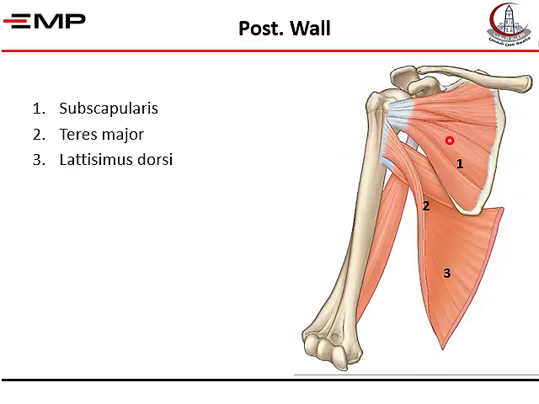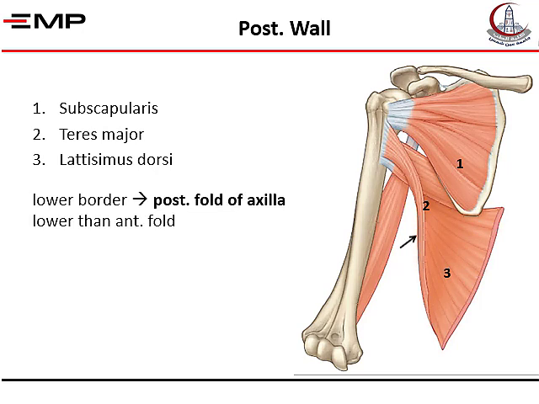The posterior wall is made of three muscles: subscapularis, which lies in front of the scapula; teres major, which is a muscle of the shoulder region here; and latissimus dorsi, which is a muscle of the back going here to the bicipital groove. The teres major and latissimus dorsi, as well as the pectoralis major, are inserted in the bicipital groove. The lower border of teres major forms the posterior fold of the axilla, which is lower down than the anterior fold.